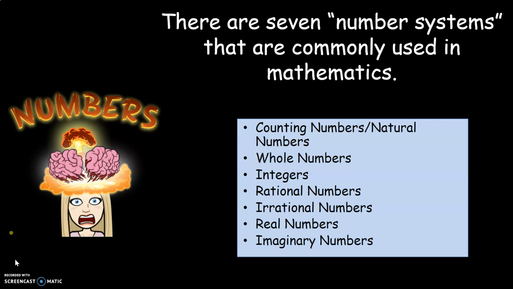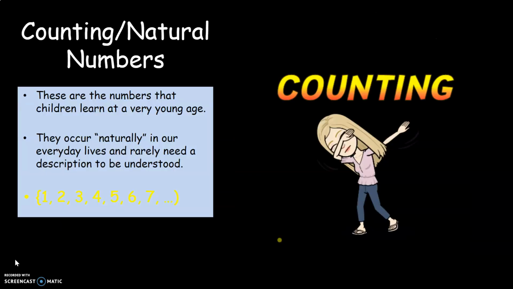So we're going to take a deeper look into each one of these here. The first one we're going to look at are counting and natural numbers. So these are the numbers that you first learn when you're very young. They occur naturally in our everyday lives, and we rarely need a description to be understood. So like I said, these are 1, 2, 3, 4, 5, 6, 7. These are the numbers we typically count by, but we can also call these natural numbers as well.